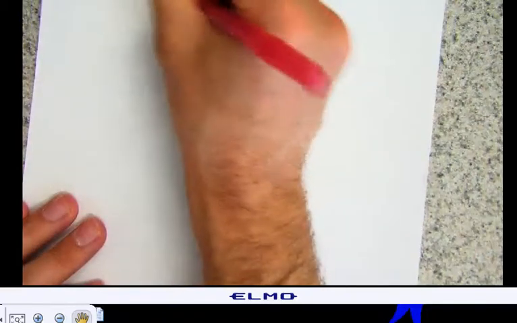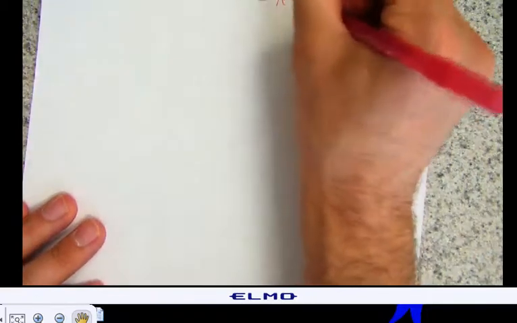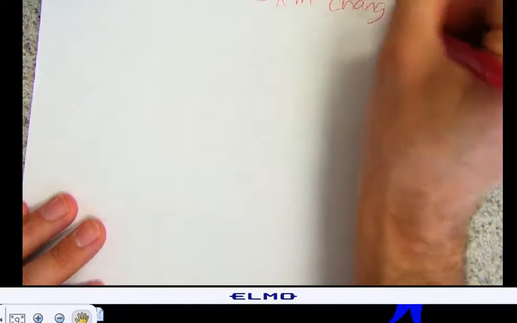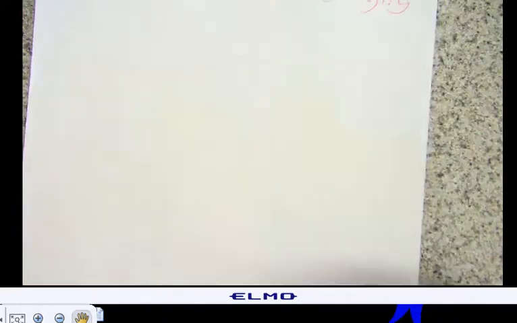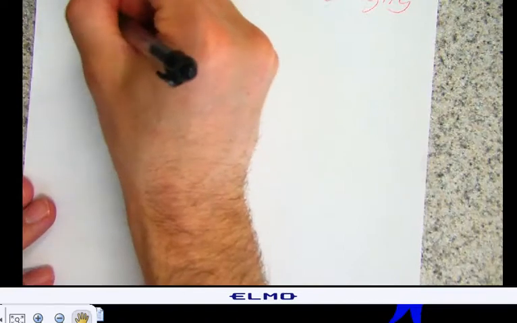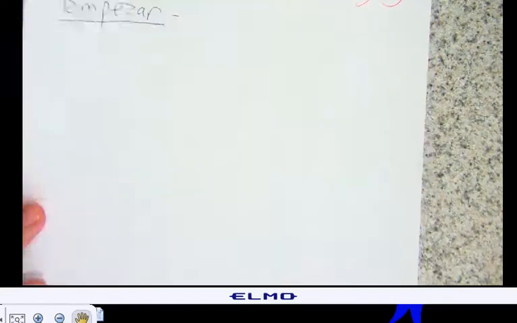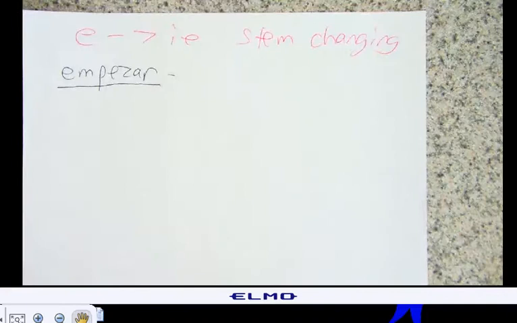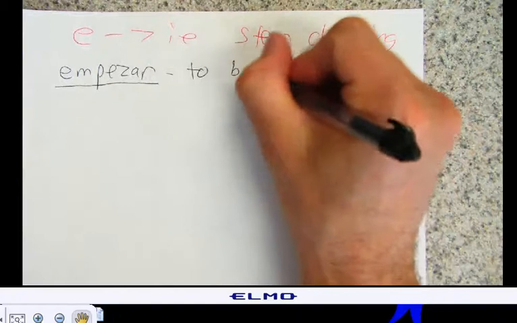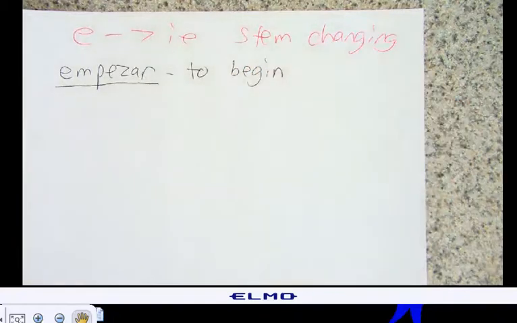E to IE stem changing verbs. What in the world do I mean by that? Well, it's kind of simple. You're basically adding one step. All right? Let's take the verb empezar. Who remembers what I say when I start an activity? I say uno, dos, tres, empezamos. Do you know what that means? Empezar means to begin. Every time I say uno, dos, tres, empezamos, I'm saying 1, 2, 3, let's begin.